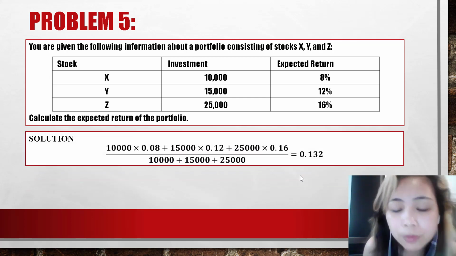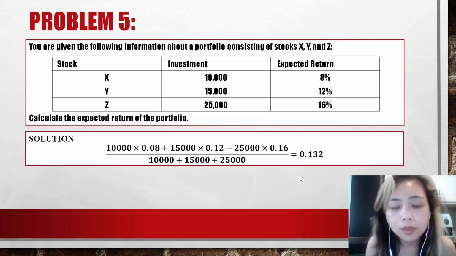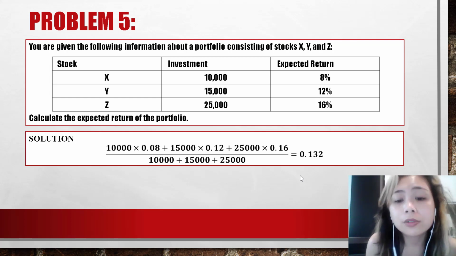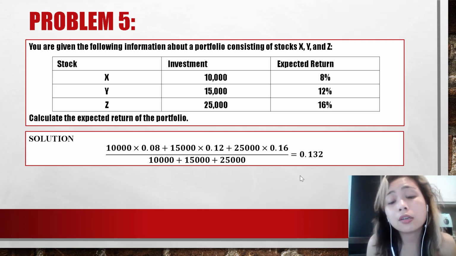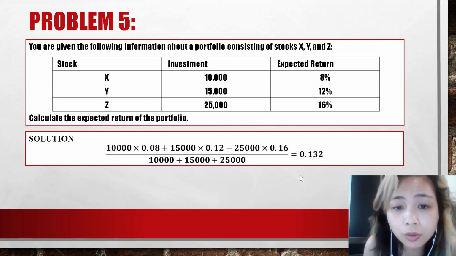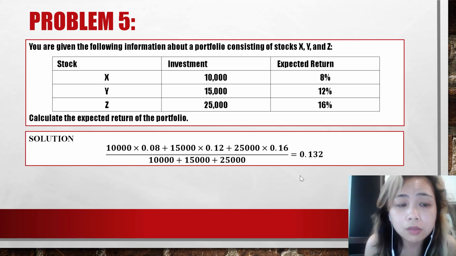So basically we have to use weighted mean. Here we have 10,000 times 0.08 plus 15,000 times 0.12 plus 25,000 times 0.16. Take the whole thing divided by the total investment amount on these 3 stocks. So the answer should be 0.132, which is 13.2%.